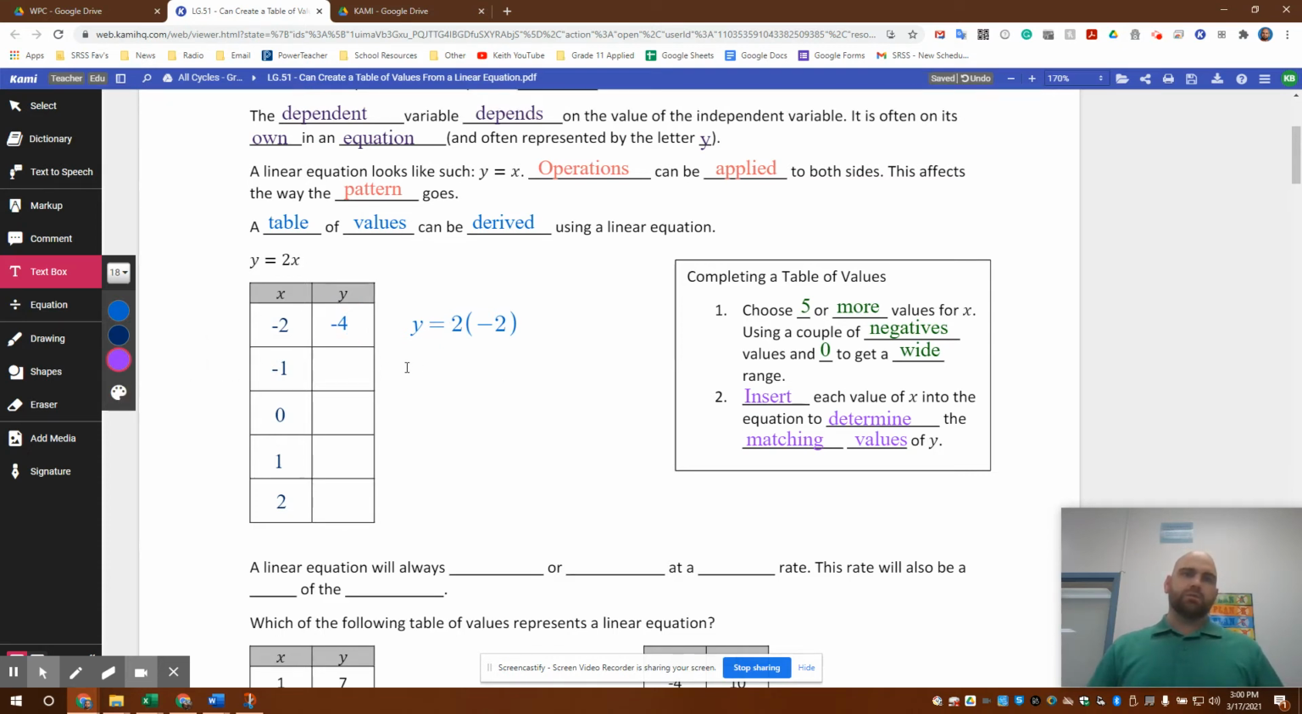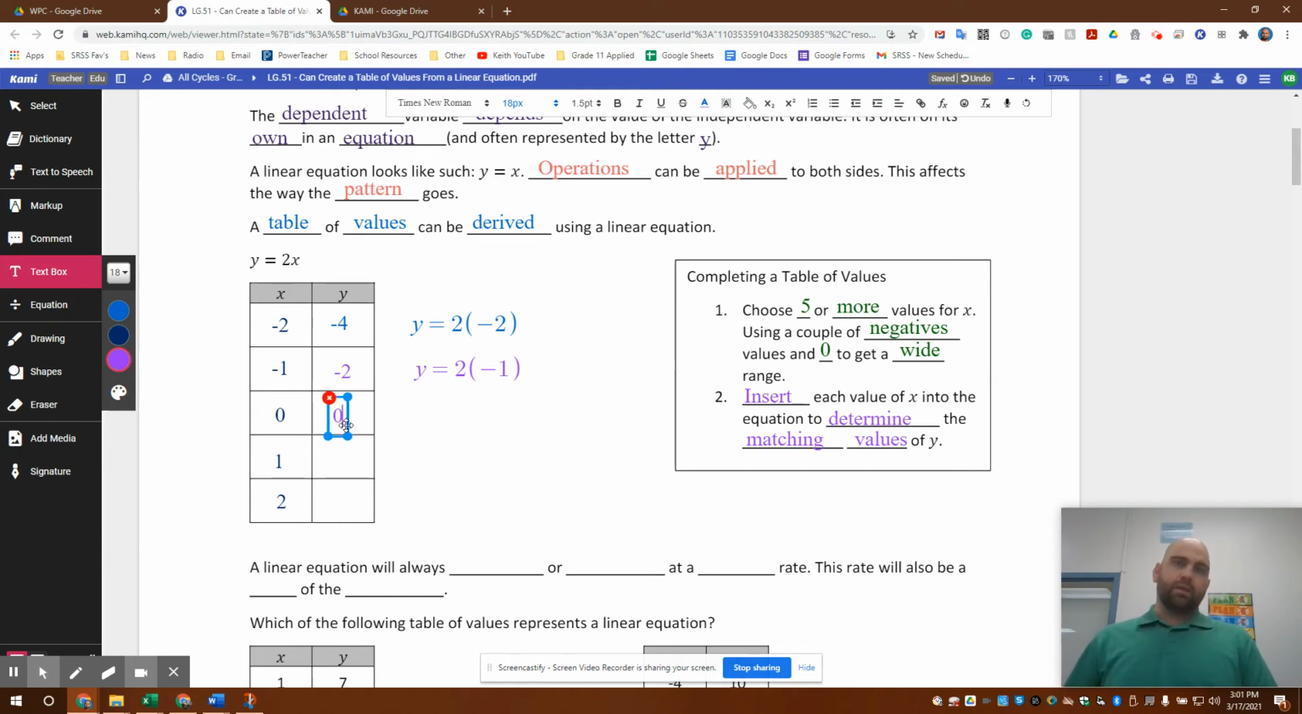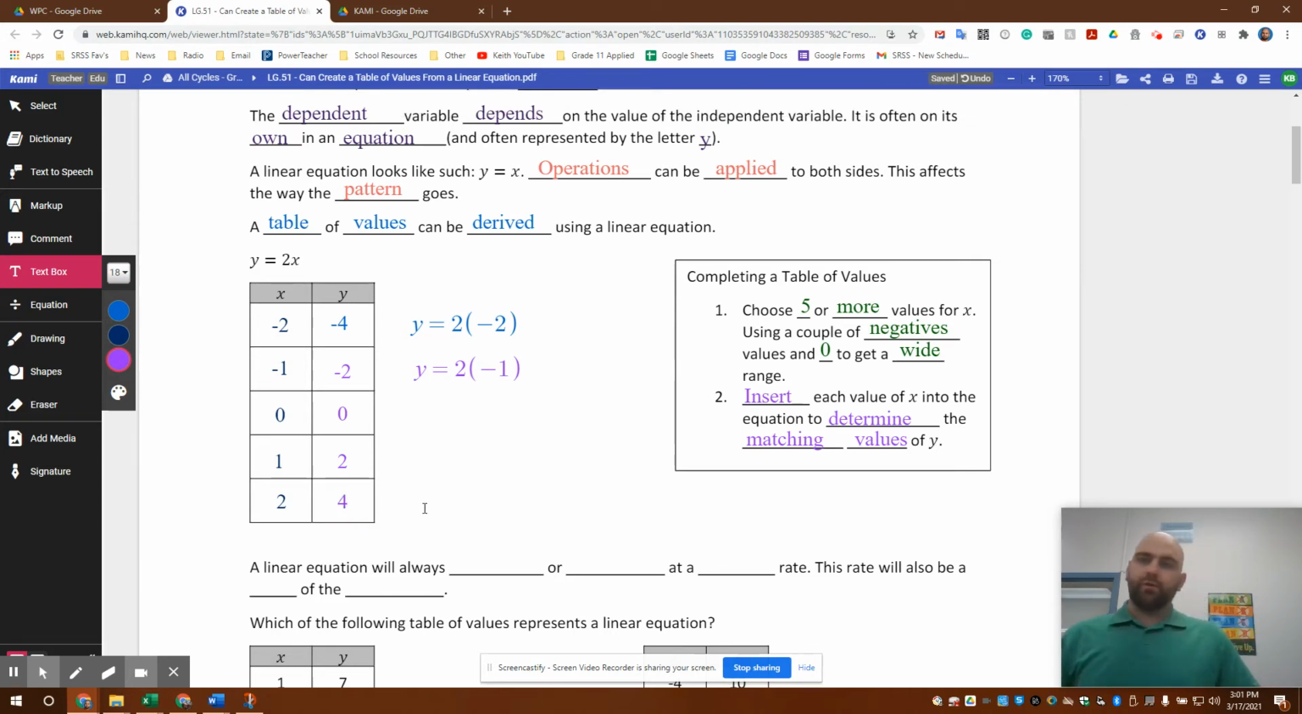We can do that for the other ones as well. If we put -1 in, we have y is equal to 2 times -1. I have to make sure that I put the correct ones in there. And 2 times -1 means that y is equal to -2. Okay, and we continue doing that. We do 2 times 0, which is 0. In this case, it's a fairly straightforward operation, so we can do it without using an equation. If we do 2 times 1, that's going to be 2. And 2 times 2 is 4. So there we go. We've created our table of values.